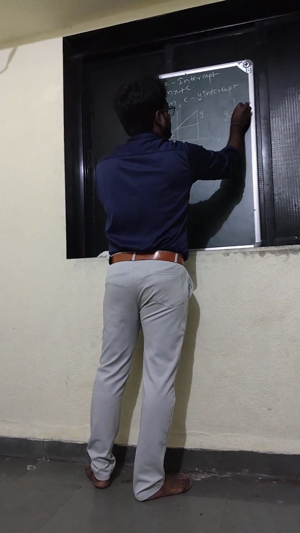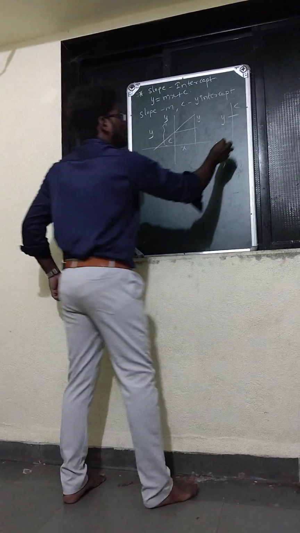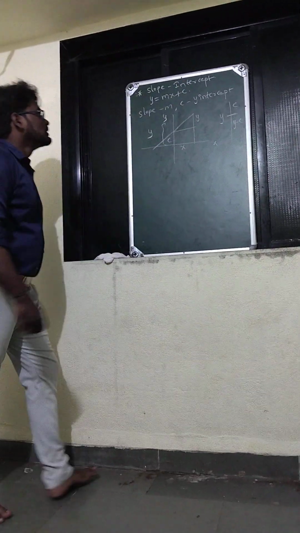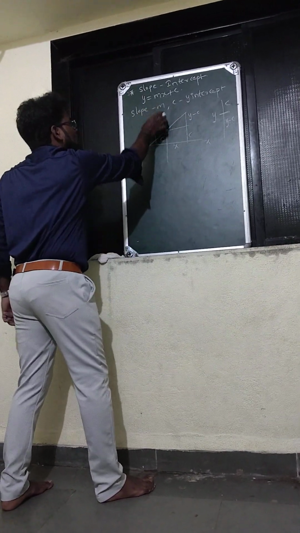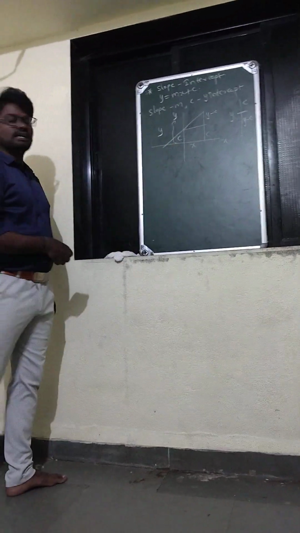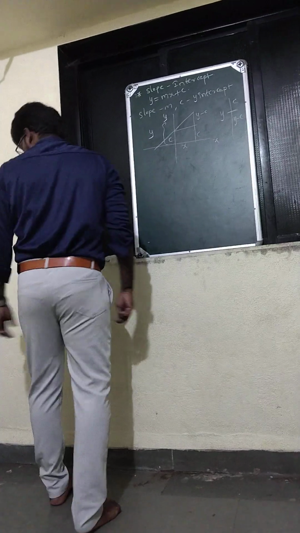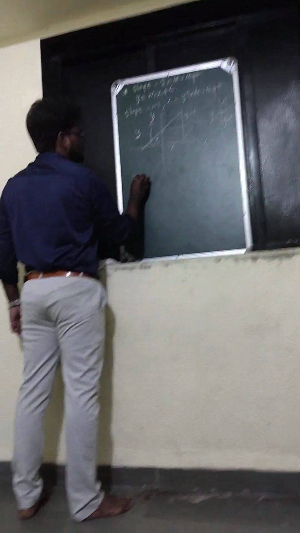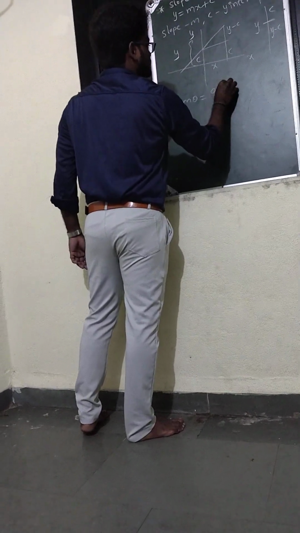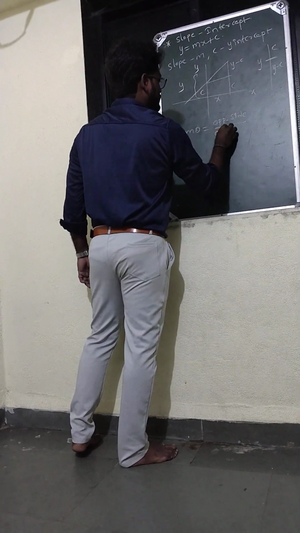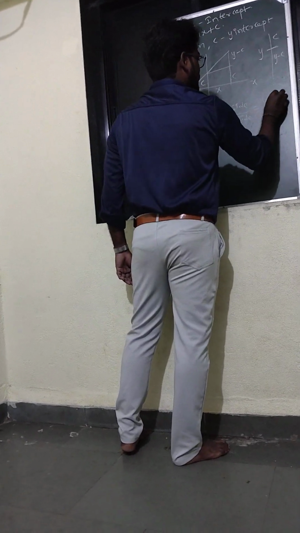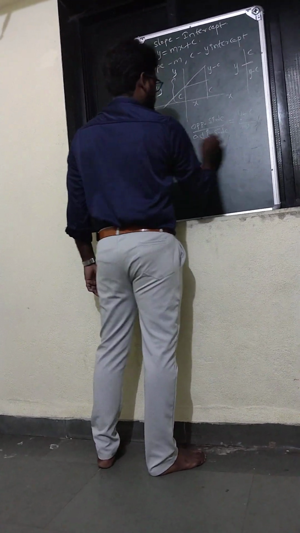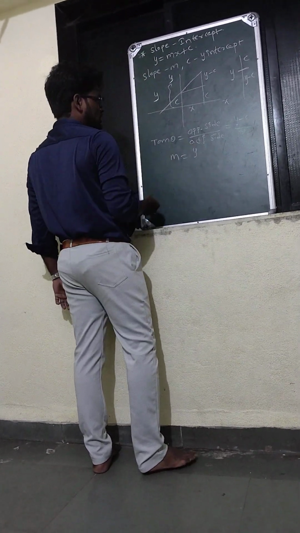this total distance is y, some of the distance is c. What about the remaining distance? y minus c. And this one is c, total y, some of the distance is c, and the remaining distance is y minus c. Then tan theta equals the same formula, opposite side by adjacent side. Here opposite side is y minus c, adjacent side x. Then m equals tan theta.